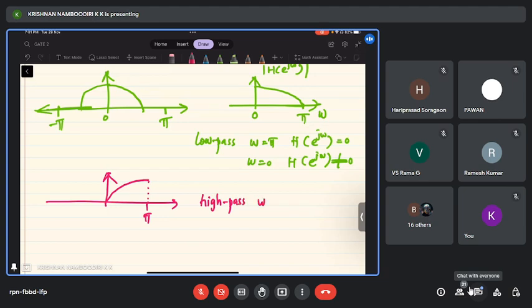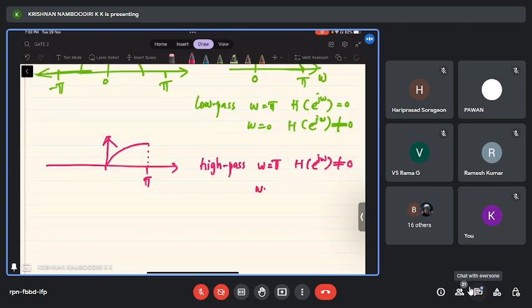At omega equal to pi, H of e power j omega is not equal to 0. That means it will give a non-zero gain for the signal passing through at omega equal to pi, the frequency components at omega equal to pi. At omega equal to 0, H of e power j omega will be equal to 0. So here you can see at omega equal to 0, H of e power j omega is 0.